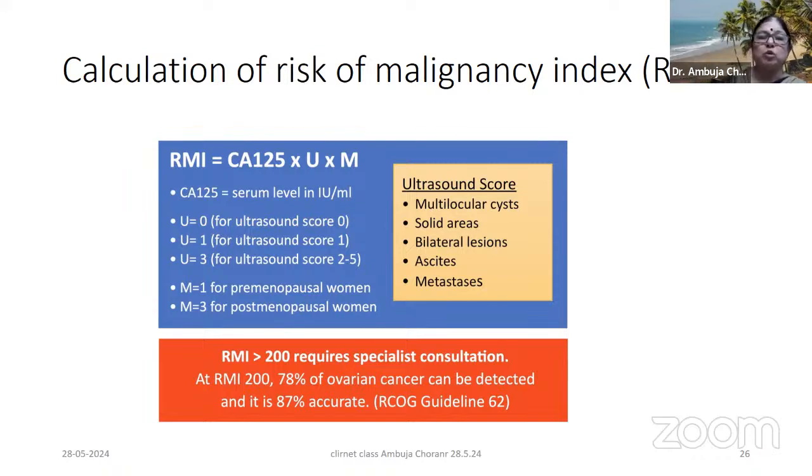For each one a score is given. And then the menopausal stage, premenopausal or postmenopausal, is used to calculate the risk. If it comes to more than 200, think it is an ovarian cancer. Do accordingly, as I am going to tell you. And the accuracy is 87%. Not that everything is accurate.